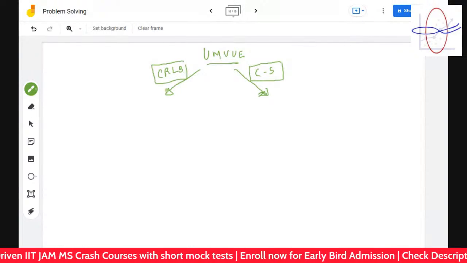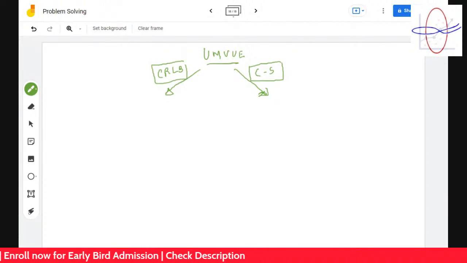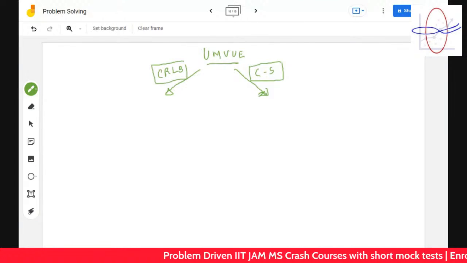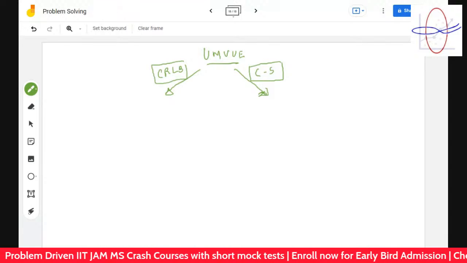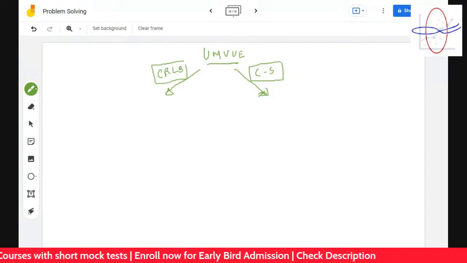Okay. CRLB says, look, just give me a minute. Just give me a minute. CRLB says, look, it's very simple. Just give me a minute.